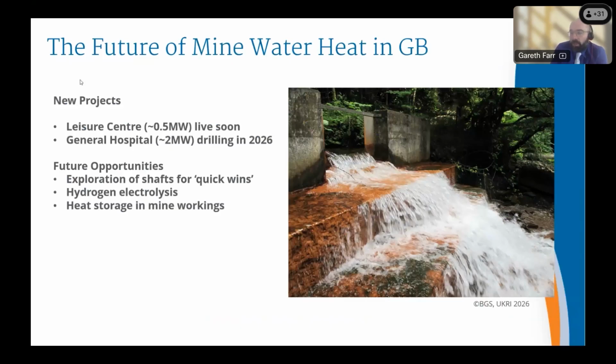Future opportunities, we want to really get into exploring shafts for quick wins where drilling isn't required. Projects we can deliver quickly without drilling are always going to be a good thing. There's some talk of using mine water for hydrogen via electrolysis, and I know that in northern Spain they're actually trying that out in conjunction with their existing mine water heat network. And also interseasonal heat storage in mine workings.